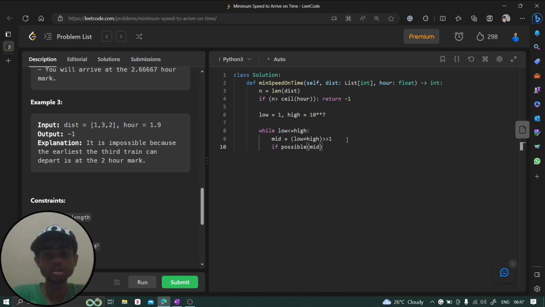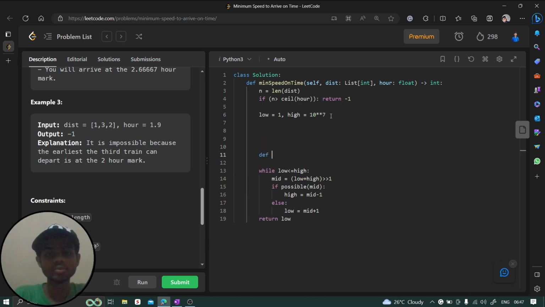So this is speed. If it's possible with this mid, then we are going to move to the left side, so high is going to be mid minus 1, right? Else if it is not possible, we move to the right side, so low is going to be mid plus 1, and then we simply return low. Simple thing, right? Now let's define this possible function, right?